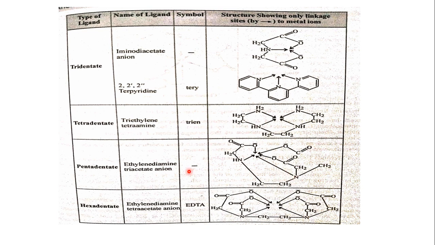Then the last one, hexadentate, EDTA, the very famous ligand, is shown here, the structure, where there are four oxygen atoms, one, two, three, four, four oxygen atoms, and there are two nitrogen atoms. One is over here and the other one is here. So there are totally six donor atoms which donate their pair of electrons to the metal center. That's why the term for EDTA has come as hexadentate.